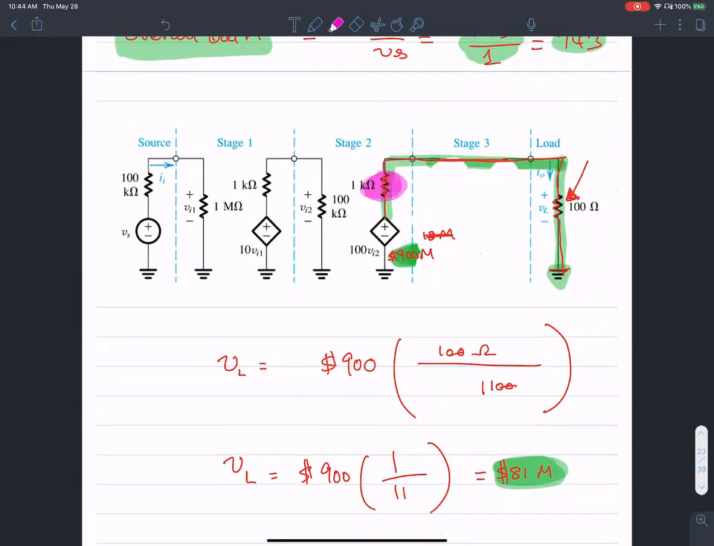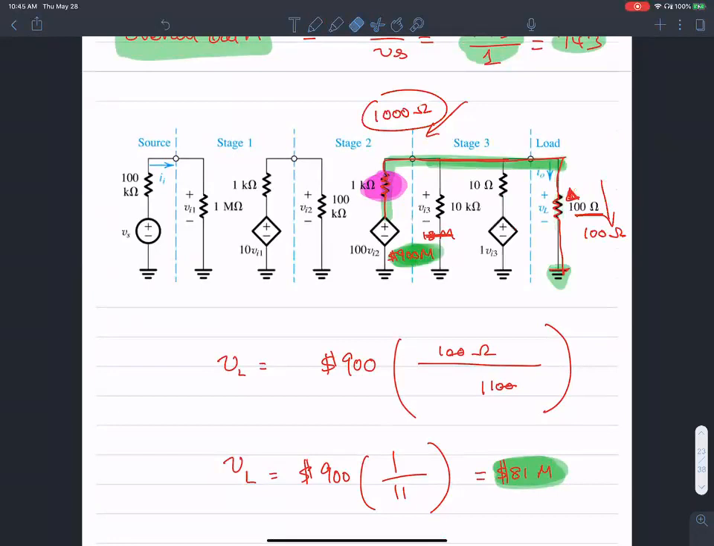Yep. So this resistance, if you think about it, is 1,000 ohms, 1 kilo ohm, while this guy is only 100 ohms. So a big chunk of your signal is lost in this 1 kilo ohm resistance. So you do not want to directly connect this large resistance to a small resistance. Load resistance is small, right? You cannot directly connect them. You have to have an intermediate stage so that the resistances are matched.